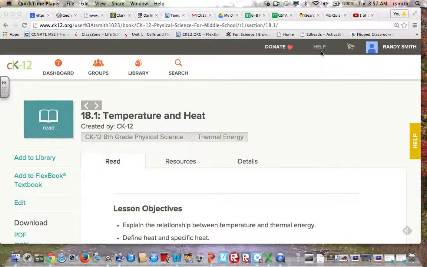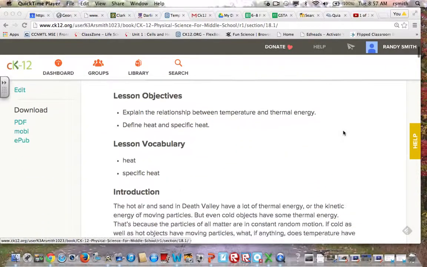Here we go. Temperature and heat. After we read this, you should be able to explain the relationship between temperature and thermal energy, and you also should be able to define heat and specific heat.